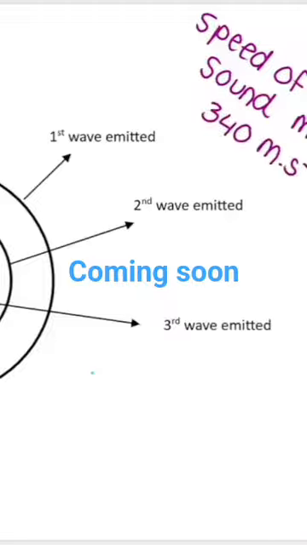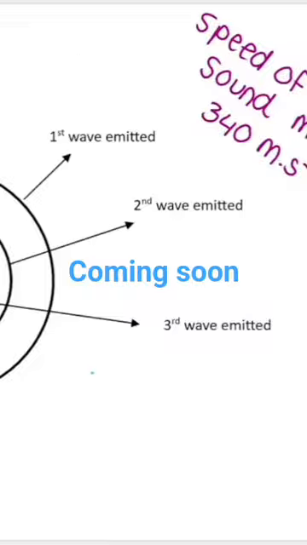F, as you should recall, is frequency. And frequency is measured in hertz. Now, you need to remember, and I hope you do, that frequency is related to pitch. So the higher the frequency, the higher the pitch. And the lower the frequency, the lower the pitch. Frequency and pitch are directly proportional.